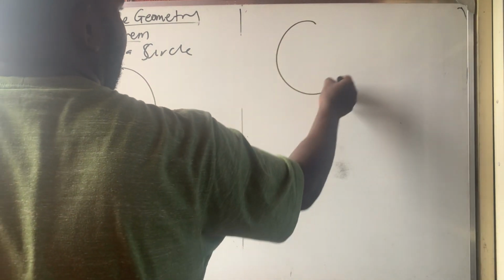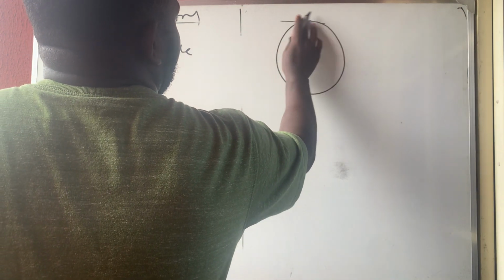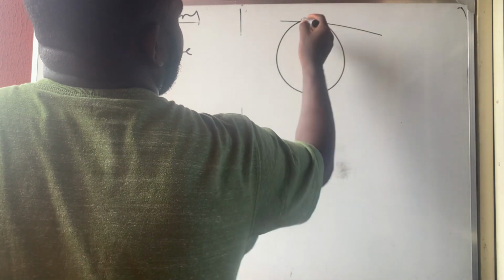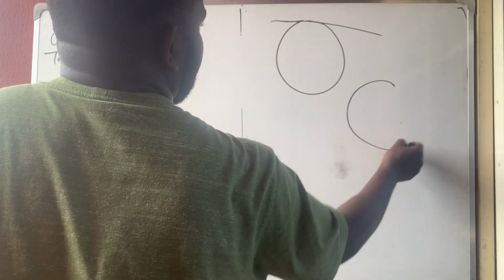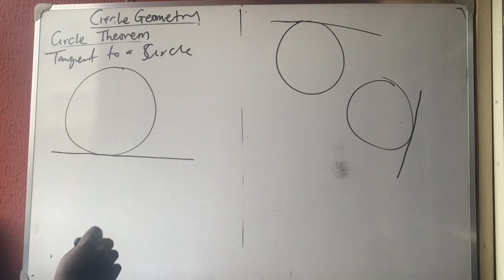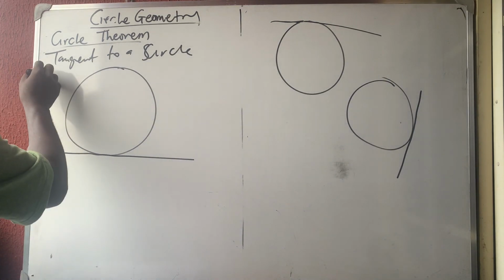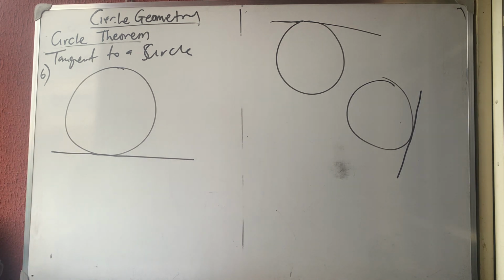If I have another circle like this and this one passes through like this, as far as it touches the circumference, it is called the tangent. Anyhow it is, as far as it touches the circumference, it is called the tangent to that circle. Okay, now the first theorem here, number 6, said that what? A tangent is perpendicular to the radius at the point of contact.